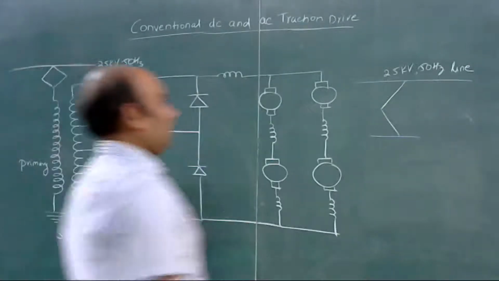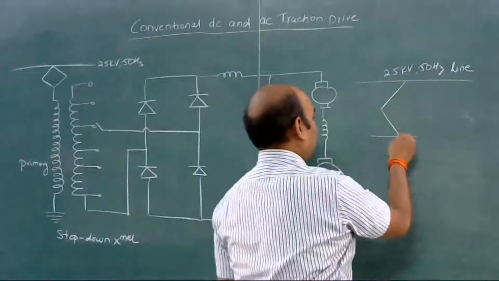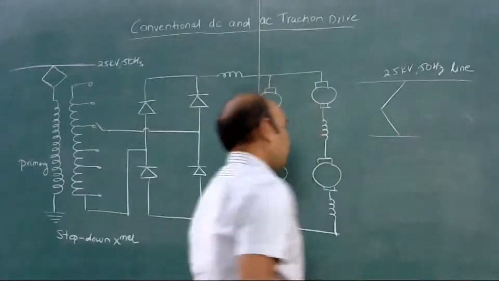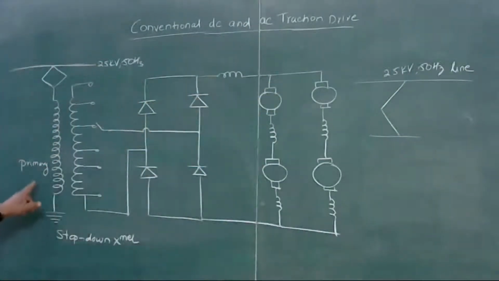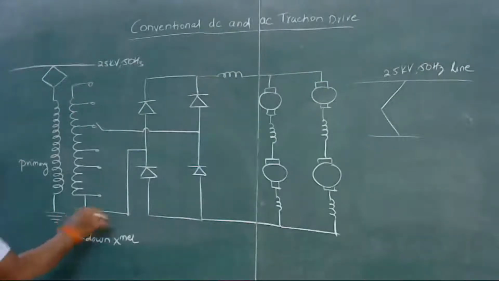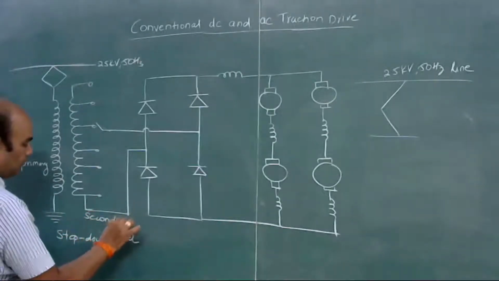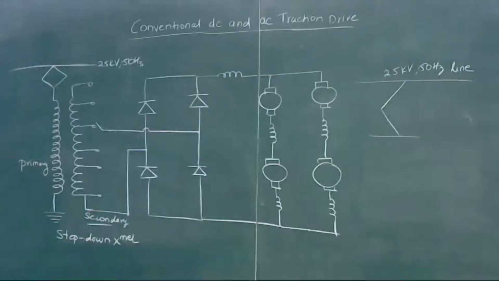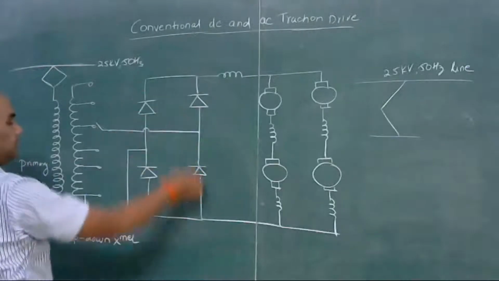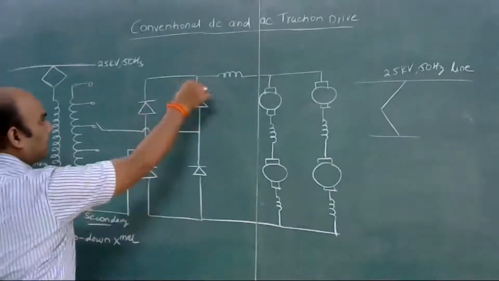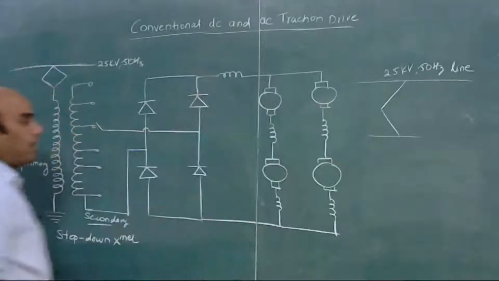The supply is given to the primary of the transformer, and it is stepped down. This high voltage is stepped down, and this is the secondary of the transformer. It is then rectified by this rectifier, and this rectifier DC is supplied to the motors.